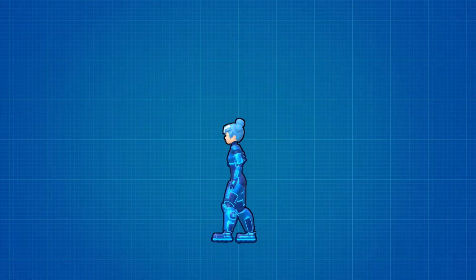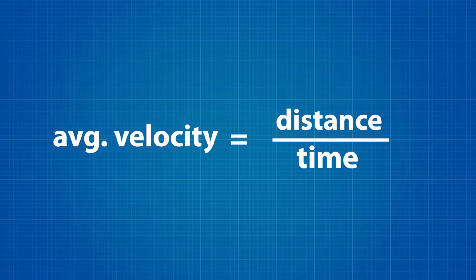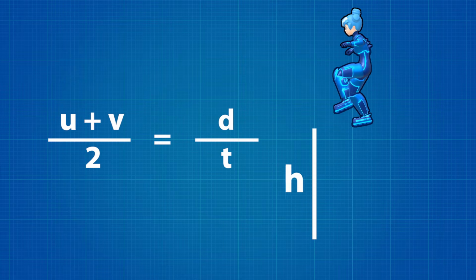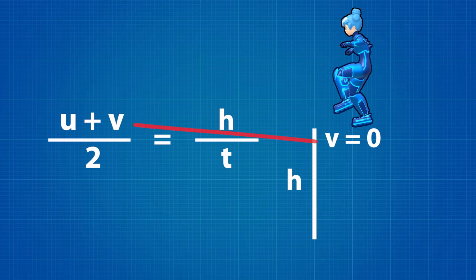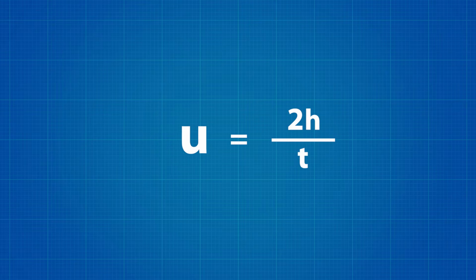To get the jump velocity, I'm going to consider this a linear motion, as I'm only going to need the vertical velocity. For linear motion, we know that the average velocity equals distance divided by time. We can write it as u, the initial velocity, plus v, the final velocity, divided by 2 equals d divided by t. For the jump motion, the distance means the height of the jump, and v, the final velocity, becomes 0 as the player comes to a complete stop when reaching the top. So v gets out of the equation, and from this we get a simple formula where the initial velocity is equal to 2 times height divided by time.